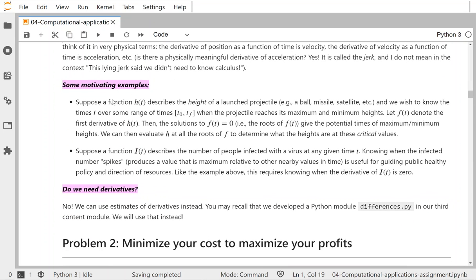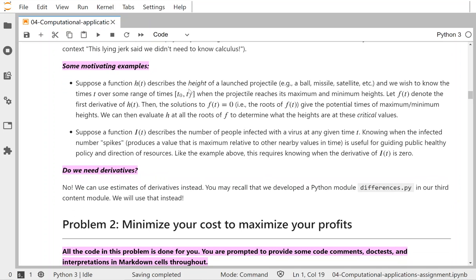Here are some motivating examples. Suppose a function, h of t, describes the height of a launched projectile, for instance a ball, a missile, or a satellite, and we wish to know the times t over some range of times from t0 to tf when the projectile reaches its maximum and minimum heights. Let f of t denote the first derivative of h of t. Then the solutions to f of t equals 0, meaning the roots of the derivative of h, give the potential times of maximum and minimum heights. We can then evaluate the function h at all the roots of f to determine what the heights are at these so-called critical values.